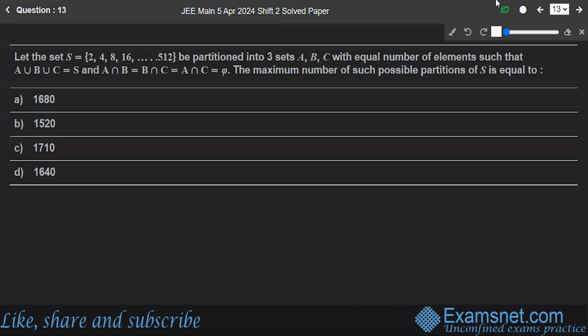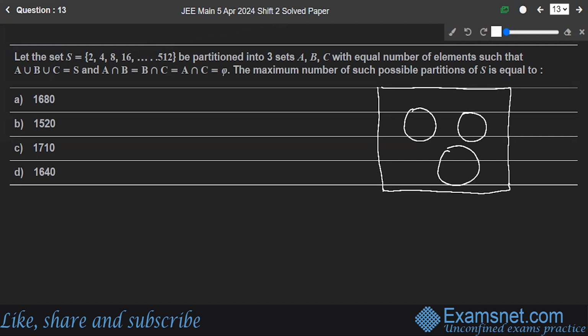Question number 13, let the set S containing these elements be partitioned into 3 sets A, B, C with an equal number of elements such that A union B union C is equal to S. That means, according to the question, we're having 3 sets and the combination of them, A union B union C, is equal to S, and you are given that A intersection B is equal to B intersection C is equal to A intersection C is equal to null. So that means A, B, C are distinct entities. They are not the same. They are having nothing in common, and the union of all of them is equal to S.